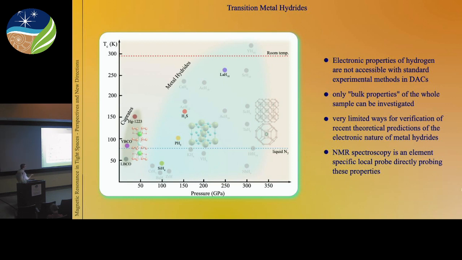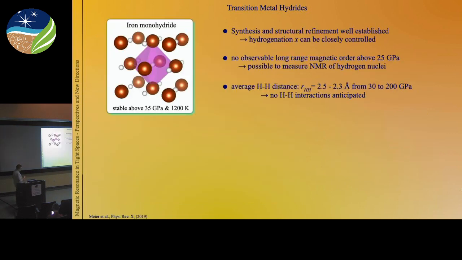And of course, we can do that very conveniently with NMR, because hydrogen nuclei are the most sensitive nuclei in NMR spectroscopy to begin with. So we thought to start out with something easy, and we started out with FeH. Since we know the synthesis and the crystal structure of FeH quite well, we can control the hydrogenation of our samples quite nicely. And since FeH is not known to show any long-range magnetic order above 25 GPa, we figured we should be able to do NMR without big issues.